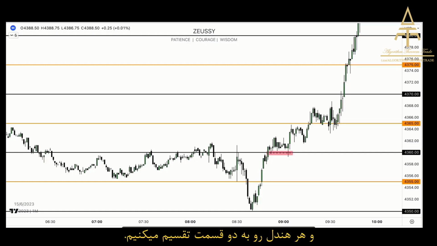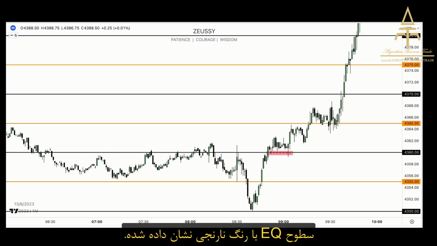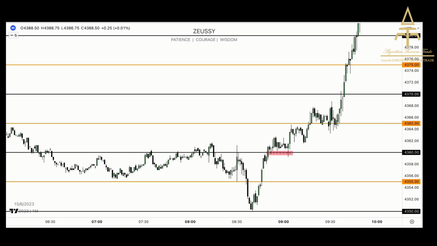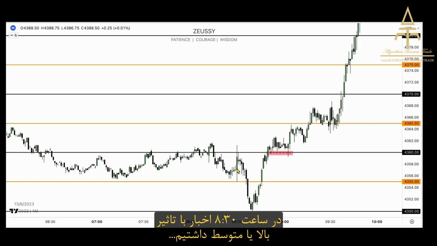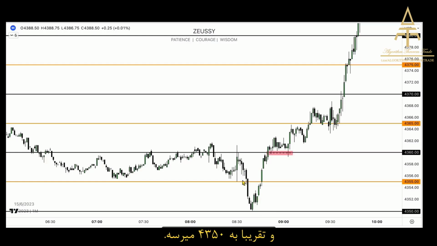And we're going to divide every single 10 handles into two parts, meaning we're going to annotate equilibrium, 50% of that price range as well. Equilibrium is showcased with the orange line. What we can see is at 8:30 we had some type of high impact news driver or medium impact news driver. Market opens up, distributes lower or manipulates lower, I should say, and it trades nearly into the 43.50 price level. Market forms a low there, and there it expands above the 43.55 price level.